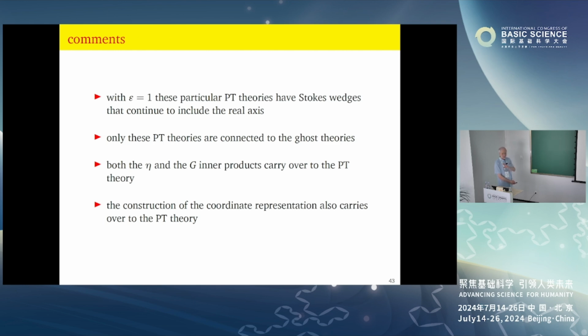And like you were bringing up, the construction of the coordinate representation also carries over to the PT theory. So in other words, you don't have to go through the complex construction that they usually go through.